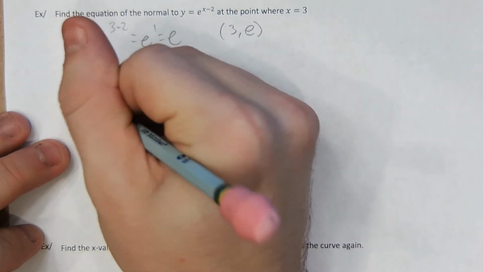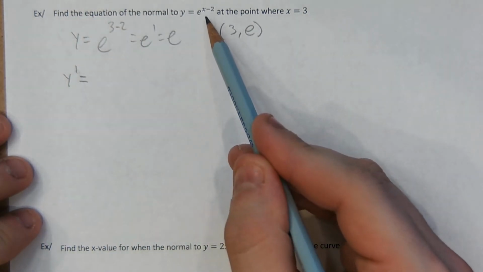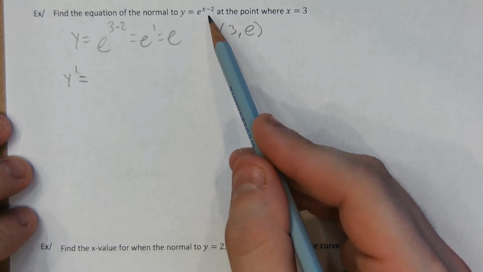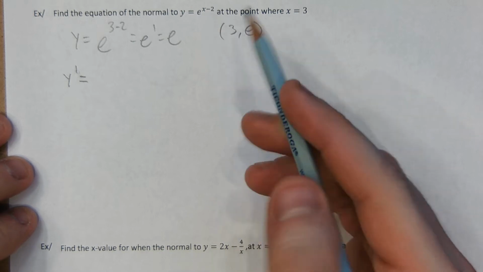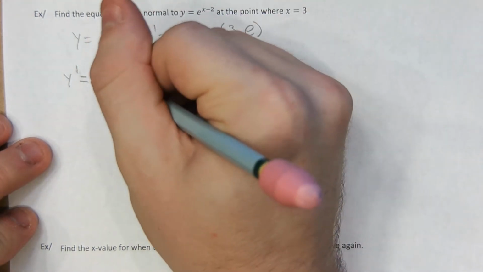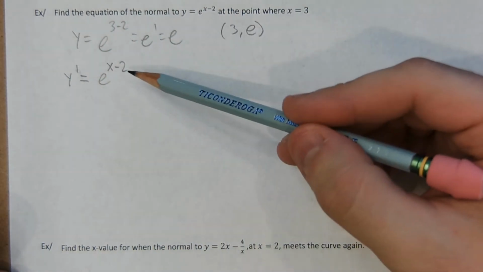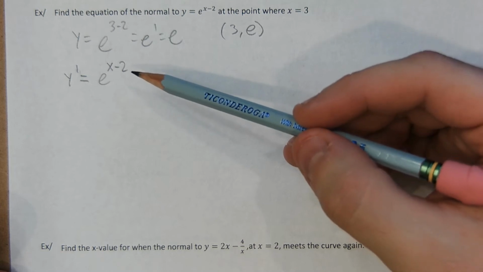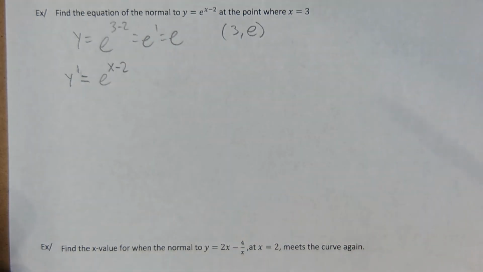Now we need our slope. y prime. Okay, I'm trying to find the derivative of an exponential. Remember, the derivative of every exponential is write the original exponential and then multiply by the derivative of its exponent. Well, its exponent is linear, so the derivative of this exponent would just be the one that sits in front of the x. By golly, the derivative of y equals e raised to the x minus 2 is e raised to the x minus 2. How about that?